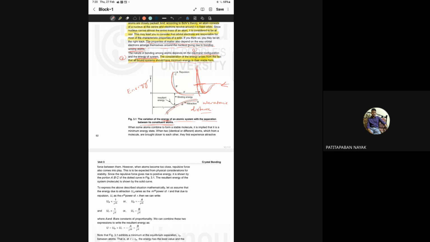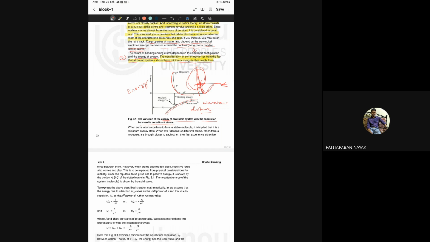When the atoms are in this part, it is repulsive in nature, because the energy is positive. When the potential energy is negative, that means it is attractive in nature.